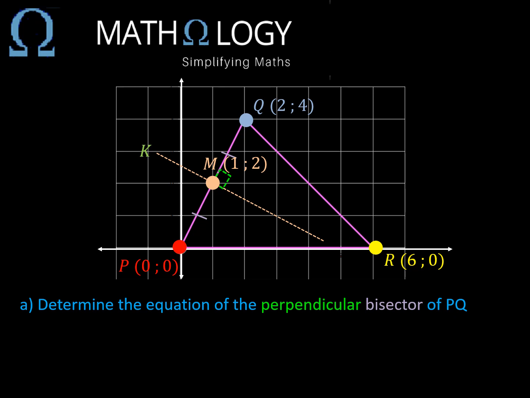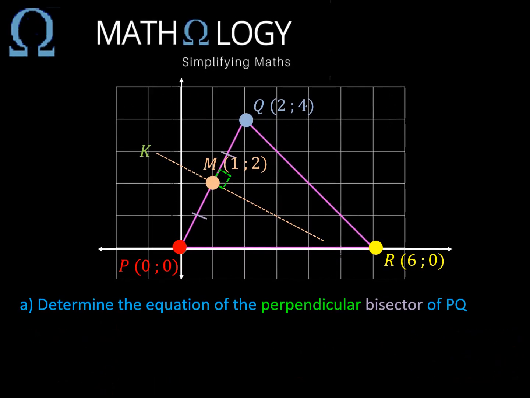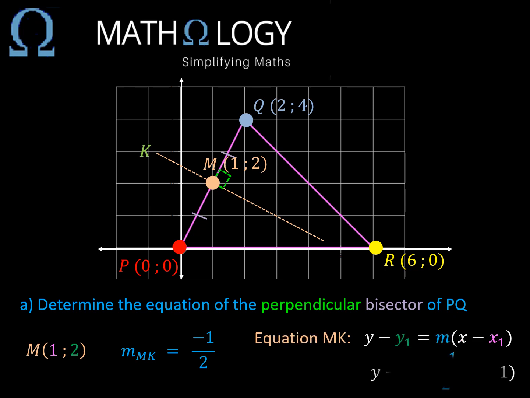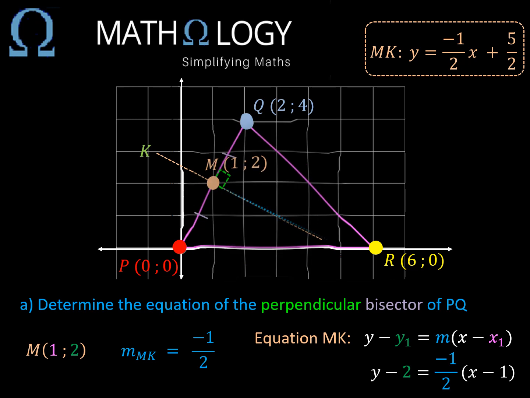We know that MK is perpendicular to PQ, and since we were given the coordinates of P and Q, we first determine the gradient of PQ. The gradient of PQ is 2, which means that the gradient of MK is -1/2. And now that we know the gradient of MK and the coordinates of point M, we can determine the equation of MK, which is given by y equals -1/2 x plus 5/2.